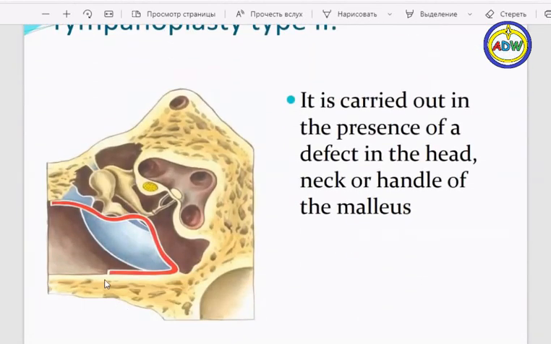Tympanoplasty second type is carried out in the presence of a defect in the head, neck or handle of the malleus. For example, the malleus we can place on the incus. Here you can see it directly spreads to the incus. Wullstein classification. Yes, of course, this is the classification of Wullstein. Yes, good.